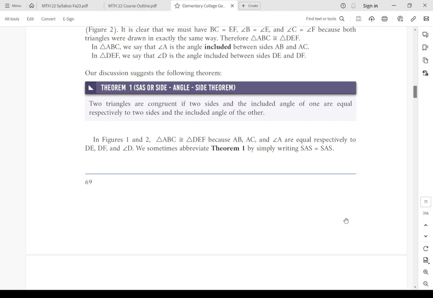Okay, so our first triangle congruence theorem is going to be what is known as the side angle side theorem, or the SAS. All right, now what you see in front of you here is from our textbook. So the theorem states two triangles are congruent if two sides and the included angle of one are equal, respectively, to two sides and the included angle of the other. Okay, so now let's parse through this statement here.